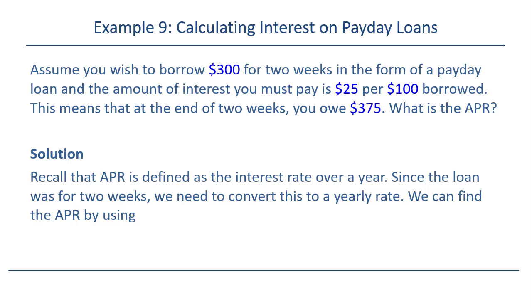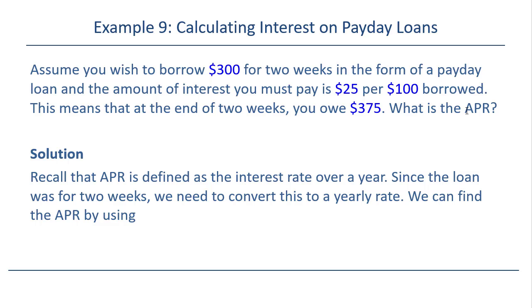Okay, the last example is calculating interest on what are called payday loans. Assume you wish to borrow $300 for 2 weeks in the form of a payday loan, and the amount of interest you must pay is $25 per $100 borrowed. This means that at the end of 2 weeks, you owe $375.